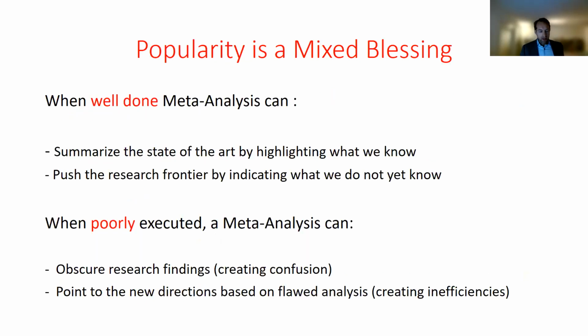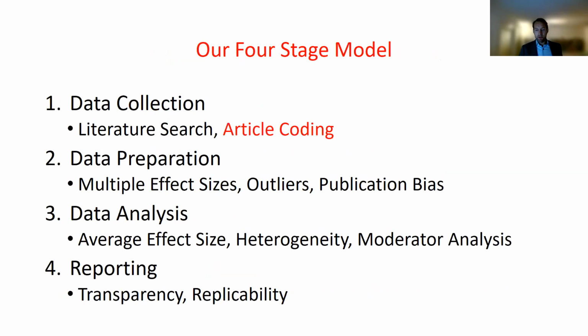When it's well done, a meta-analysis can really summarize the state of the art and push the research frontier. So that's the ideal meta-analysis. But when it's poorly done, it really can frustrate the advance of a field, because you create confusion in a field. You obscure research findings that might actually be quite clear, even if you had done a qualitative review of the literature, but by coding them in the wrong way, you get a formal empirical result that only creates confusion.